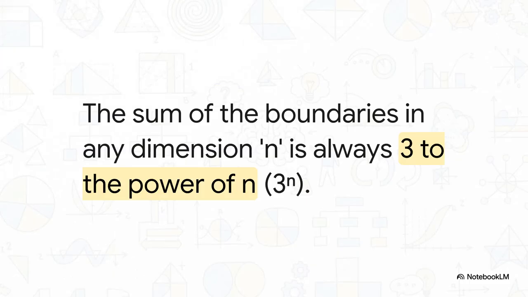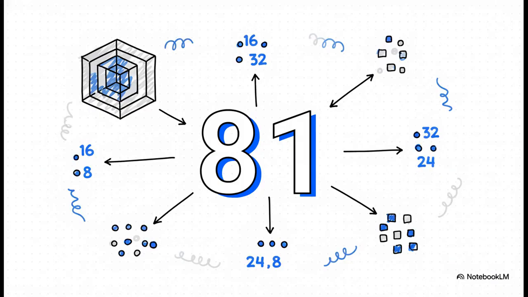The first major breakthrough came from that new sum column. For the line, it's 2 plus 1, which is 3. For the square, it's 4 plus 4 plus 1, which is 9. For the cube, 8 plus 12 plus 6 plus 1, that's 27. Are you seeing it? 3 to the first power, 3 to the second power, 3 to the third power. The total number of boundaries was always a power of 3. So the huge question was, would the pattern hold for the tesseract?